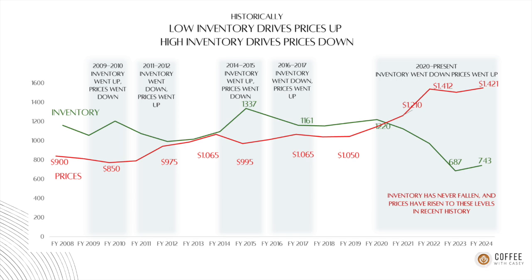Take that inventory number and put pricing on it, right? So in 2009, inventory went up, prices went down. In 2014, inventory went up, prices went down. In 2016 and 17, inventory went down, prices went up. And then in 2020, inventory tanked, down it went, and look at the pricing. The pricing went from a $1 million house to $1.4 million, okay? So inventory went down farther than it normally would, and prices have gone up higher than they normally would.